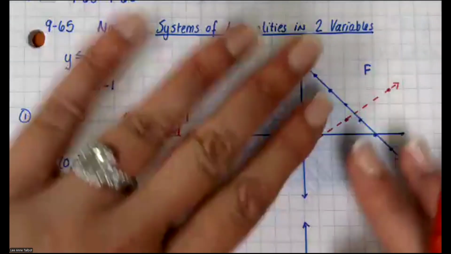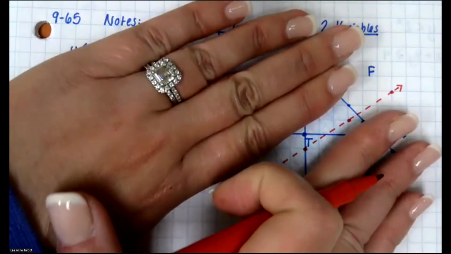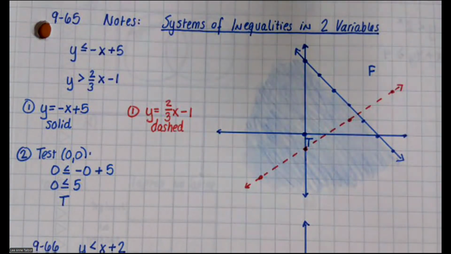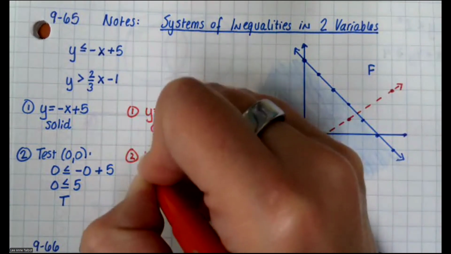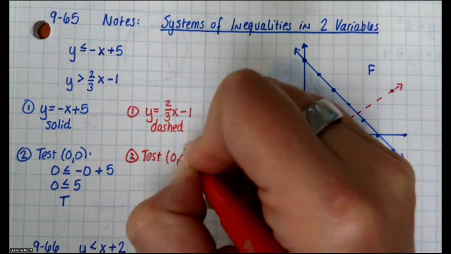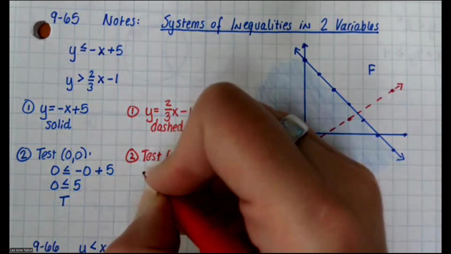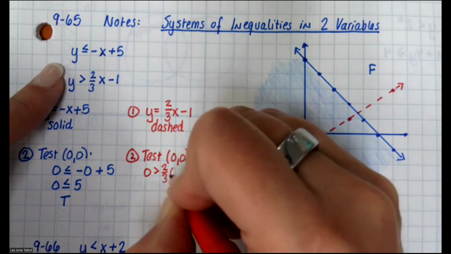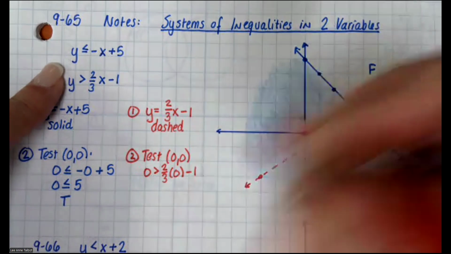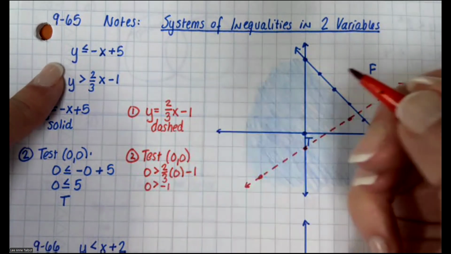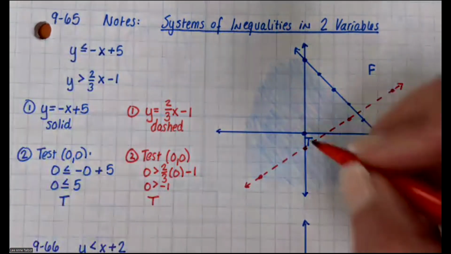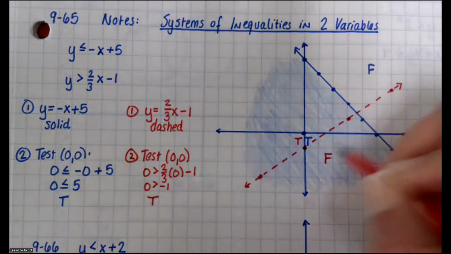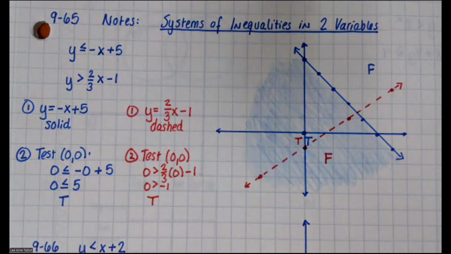Okay, now pretend none of the blue stuff is there. There's no blue shading, no blue line. You don't see anything else but the red line. 0, 0, and okay, points test. 0 is greater than 2/3 times 0 minus 1. 0 is greater than -1. True. Okay, so I'm going to put my true next to 0, 0 again, and false on the other side of the dashed line.